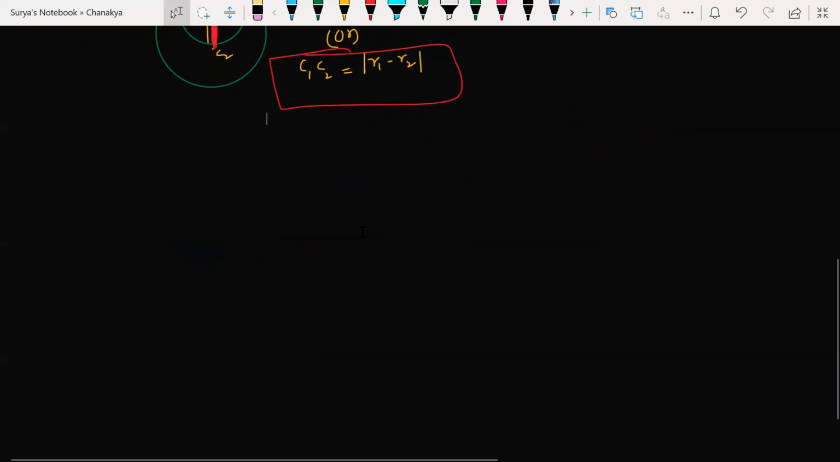I'll give one more statement. Now you have to tell me the number of common tangents here. Third statement I'm giving here.